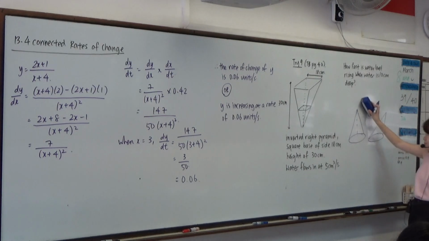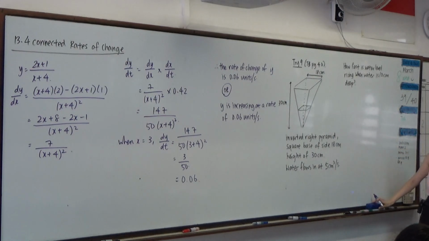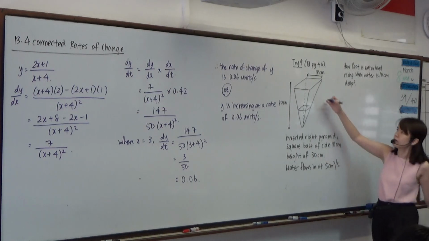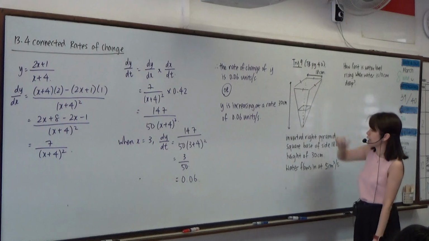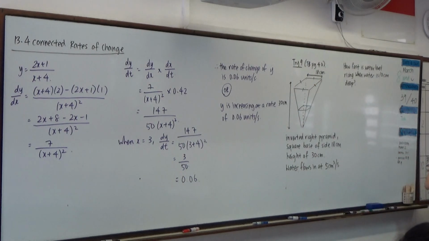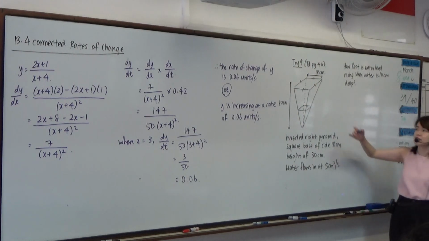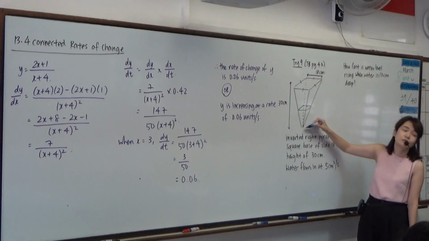Okay, that's what it means by right pyramid. So square base of side 18 cm. Okay, so we know that all these are of the same length. And then the height is 30 cm. So the height is always measured from the center of the base to the vertex.